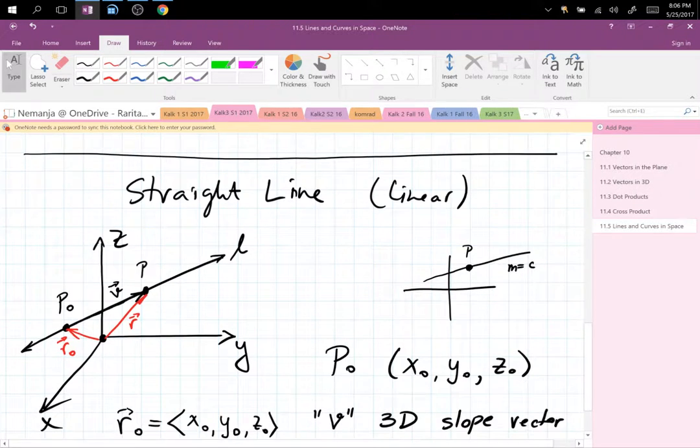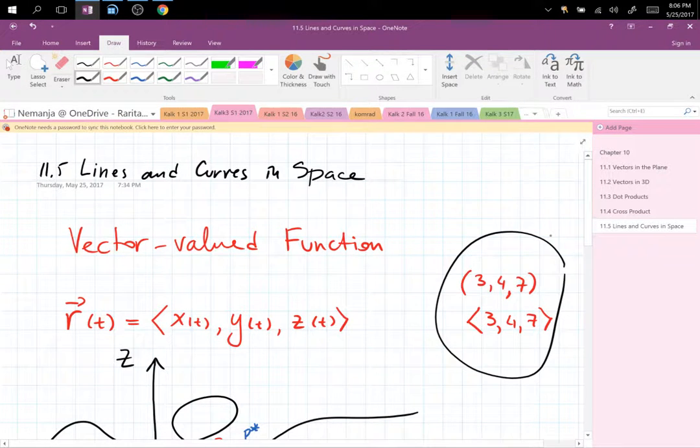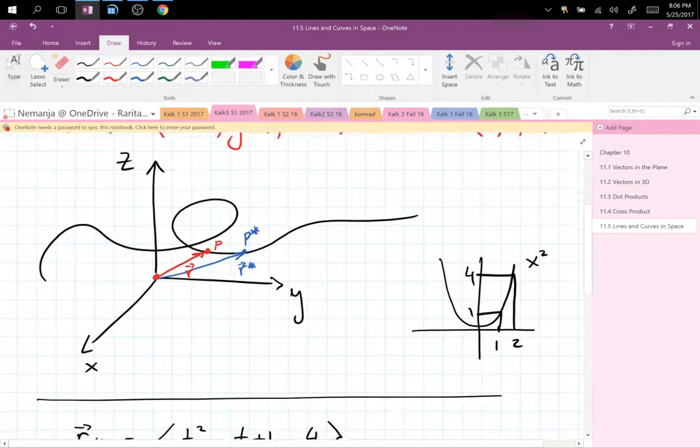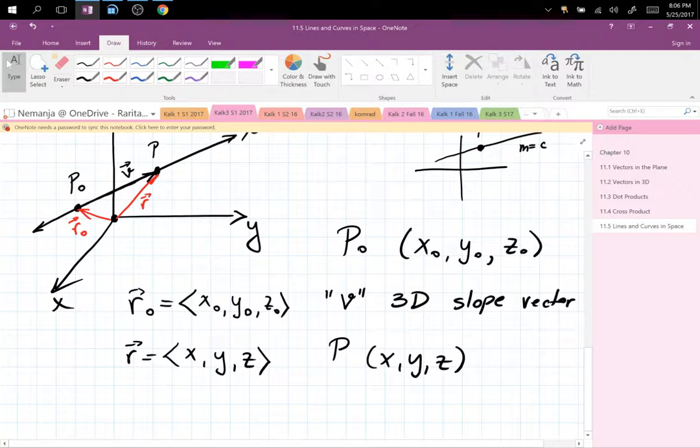Remember the talk that I started the class with? Right here, you have a point, and then you have a vector from the origin that points towards that point. They have the same numbers. It's just one is a point, one is the vector. So now that I have P0 and P, which have the coordinates x0, y0, z0, and x, y, z, the vectors that stretch to those points are R0 and R the way they are.